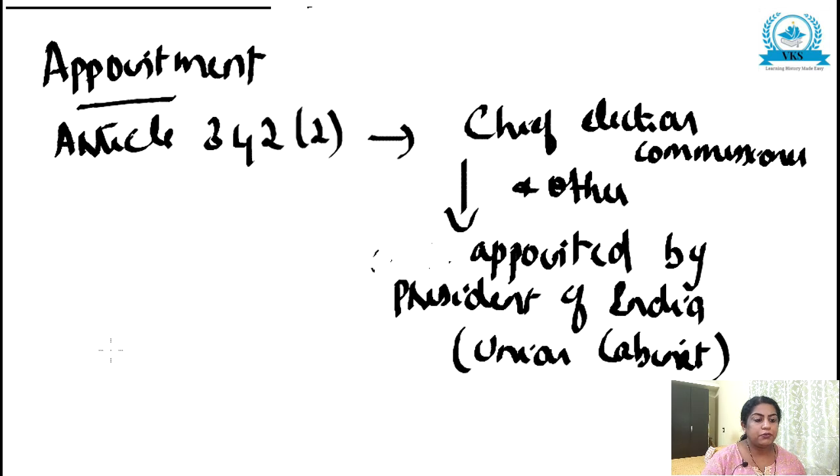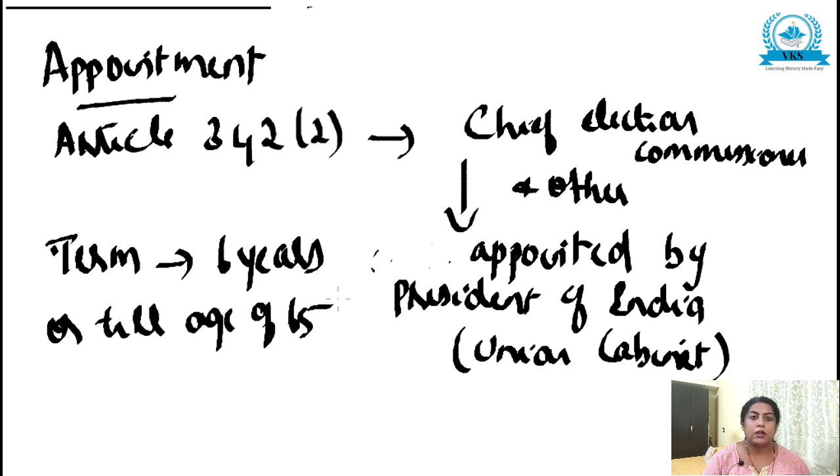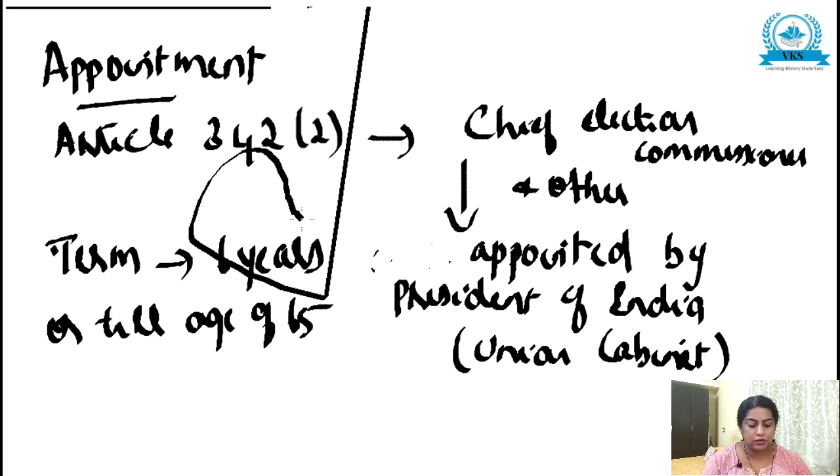The term of office of the Election Commissioner is 6 years or till they attain the age of 65.